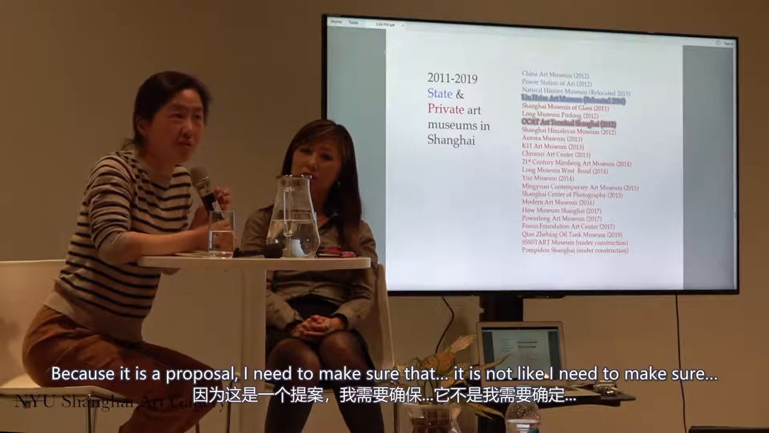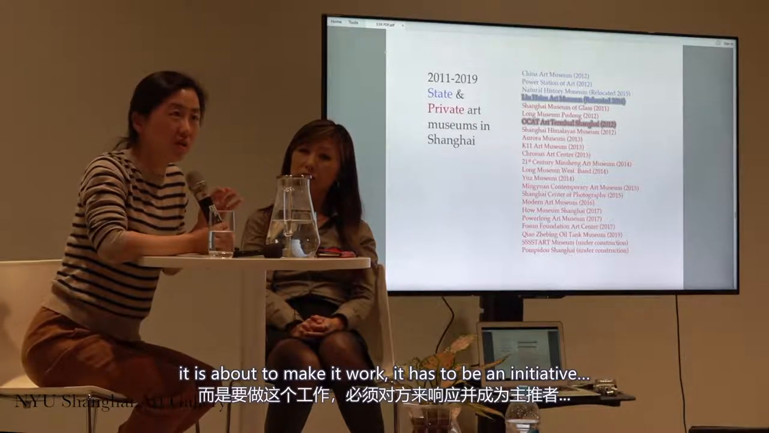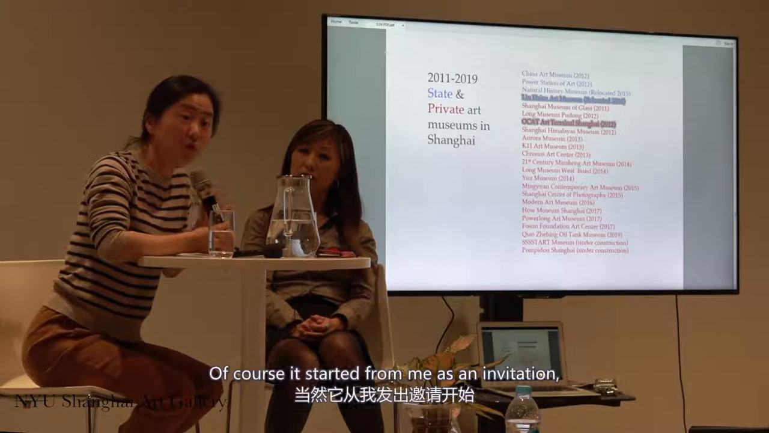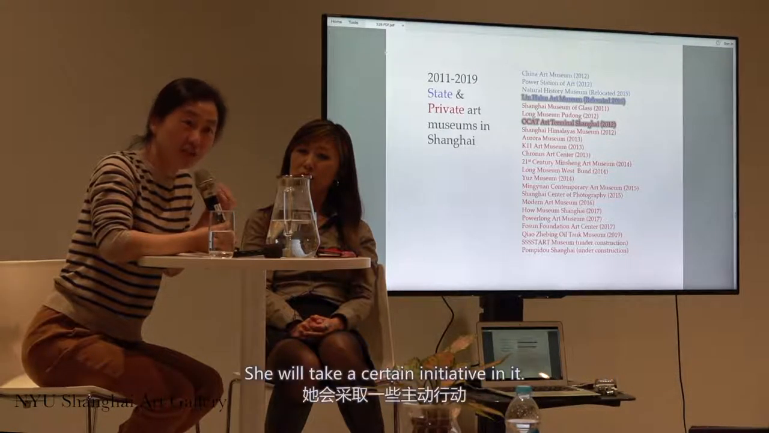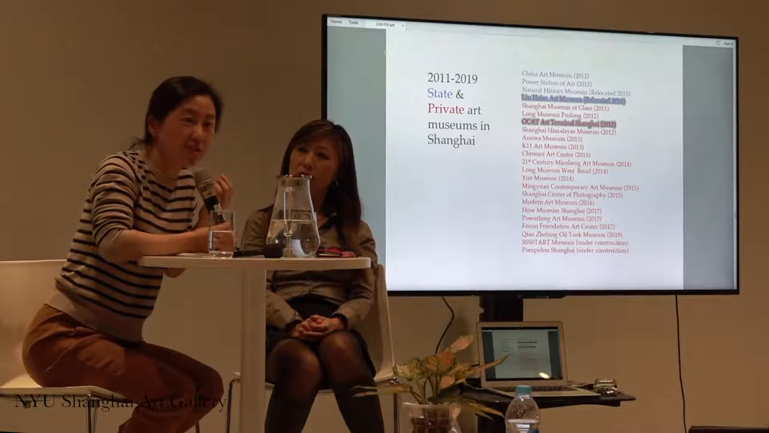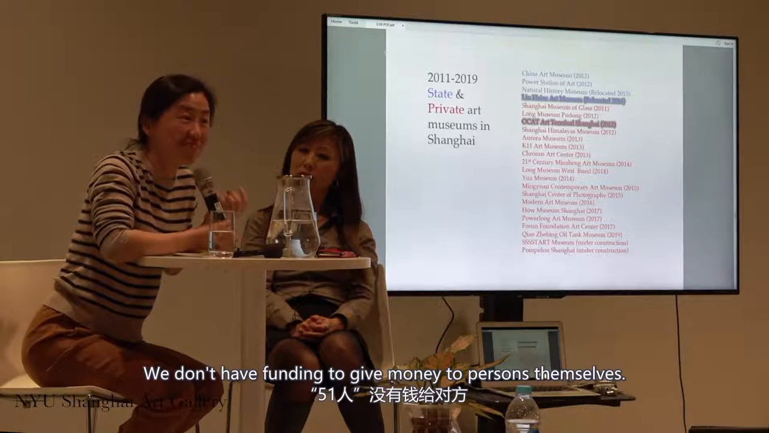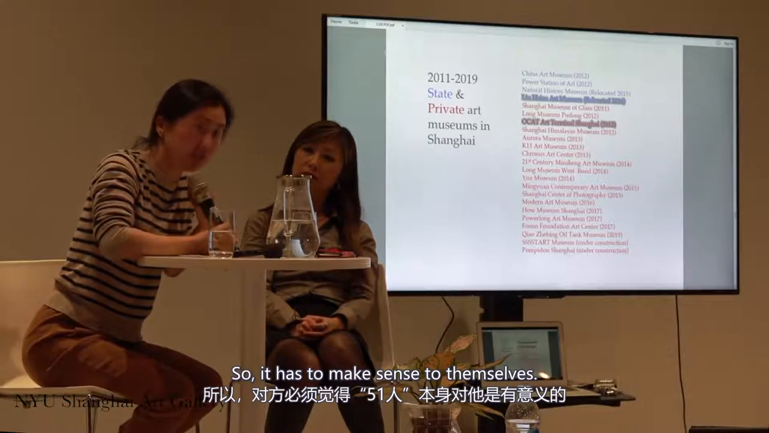proposal. I need to make sure that it is about to make it work. It has to be an initiative. Of course, it started from me as an invitation, but it has to be finally an initiative of both of us, especially the one who is the fifth chromosome. She will take a certain initiative in it, because we don't have the funding to give money to the participants themselves, so it has to make sense to themselves.